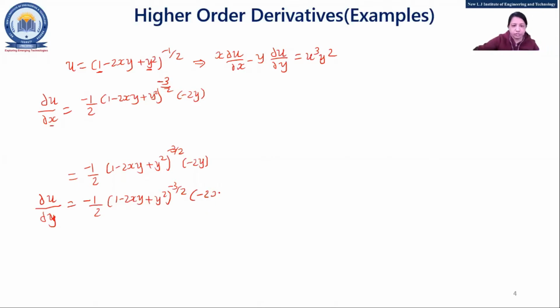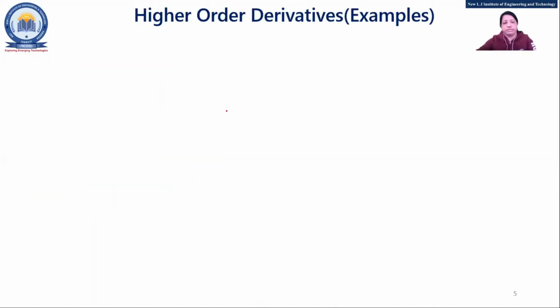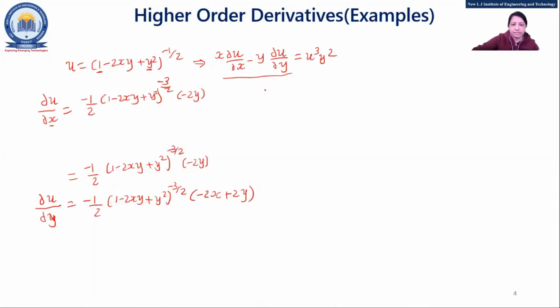Sorry, here it's minus 2x. Yes. Plus 2y. Fine. Okay. Now what are you supposed to do? This is my LHS. Simply take it that way only. That is your LHS. So start with that one. Your LHS would be x, this term, minus y into del u by del y. With that you need to write down del u by del x minus this term, and just solve it quickly.